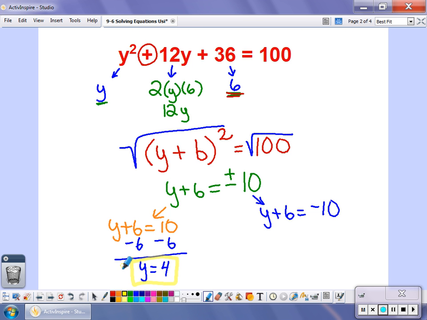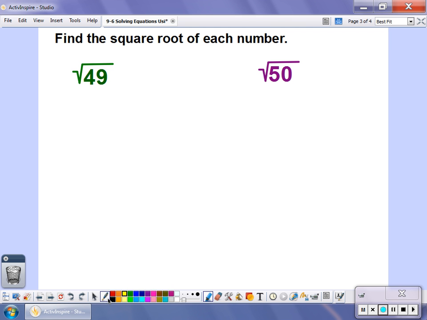So that's one of my answers. And I find out that y could also be negative 16, which is the other one of my answers. Okay? Now the only thing that makes this tricky is sometimes when you have a number that you're taking a square root of, it's a perfect square. 49 is a perfect square, so the square root is plus or minus 7.